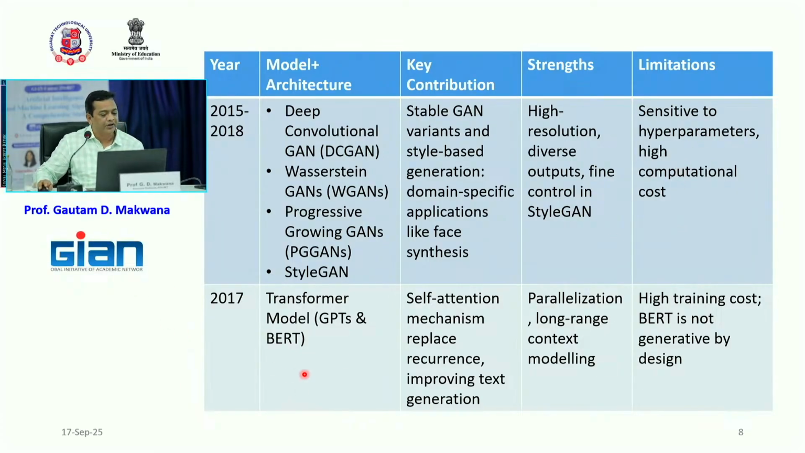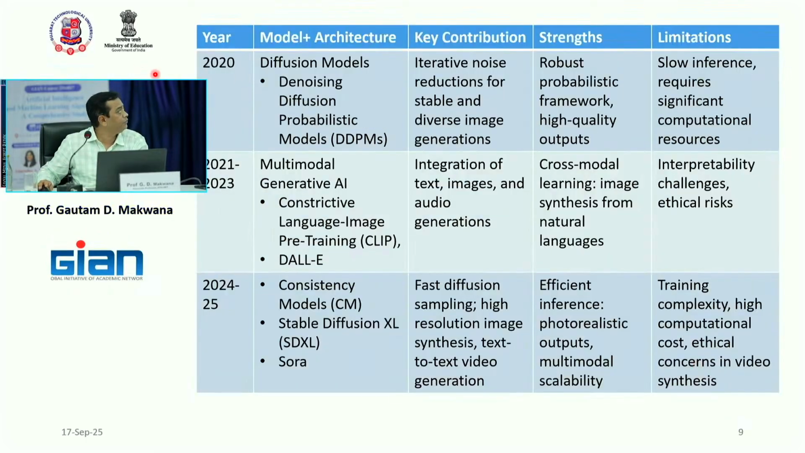Then in 2017, GPT and BERT, and here the strength is pretraining and long-range context modeling, and the limitation is the high training cost. BERT is not generative by design. And in 2020, the diffusion model, where the strength is a robust probabilistic framework and high quality output, and the limitation is slow inference and requiring significant computational resources.